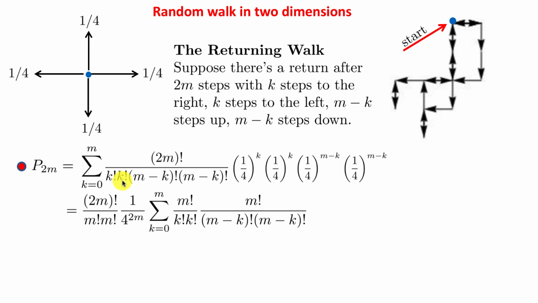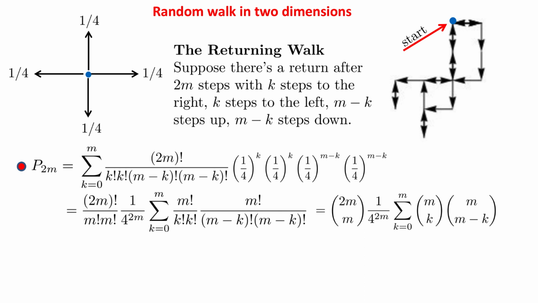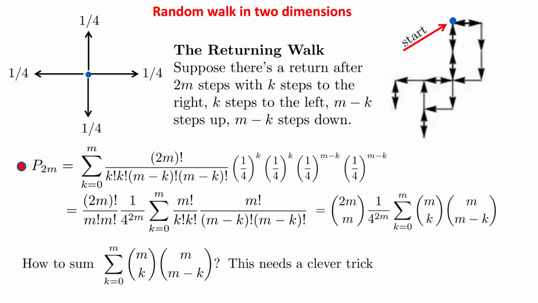So all of these get compressed into 1 over 4 to the 2m. 2m factorial comes out over here. I've divided by m factorial squared and put m factorial back over here, so this cancels that. And now I've done that because this over here will be m choose k, and this will be m choose m minus k, and so we have this summation over here. But how to do this summation? This will need a fairly clever trick.